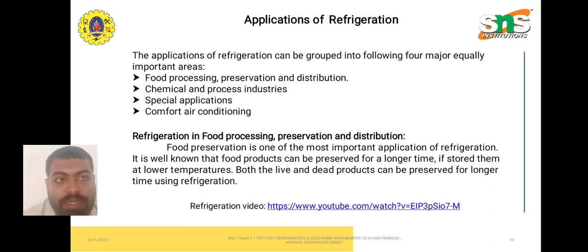Next, applications of refrigeration. They can be grouped into the following 4 major, equally important areas. One is food processing, preservation and distribution. Second, chemical and process industries. Third, special applications. Fourth, comfort air conditioning. Refrigeration in food processing, preservation and distribution is one of the most important applications of refrigeration, which is food preservation. It is known that food products can be preserved for a long time if stored at low temperatures. Both live and dead products can be preserved for a longer time using refrigeration. Here is the video link about refrigeration.